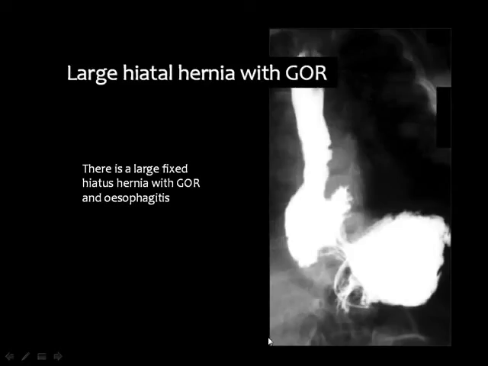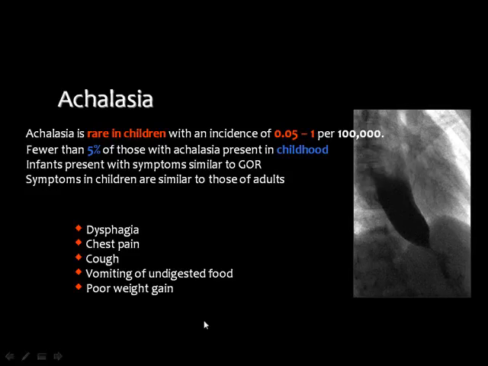And one of the common causes of gastroesophageal reflux is the hiatus hernia. And here's the hiatus hernia with a considerable refluxing of barium into the lower part of the esophagus.